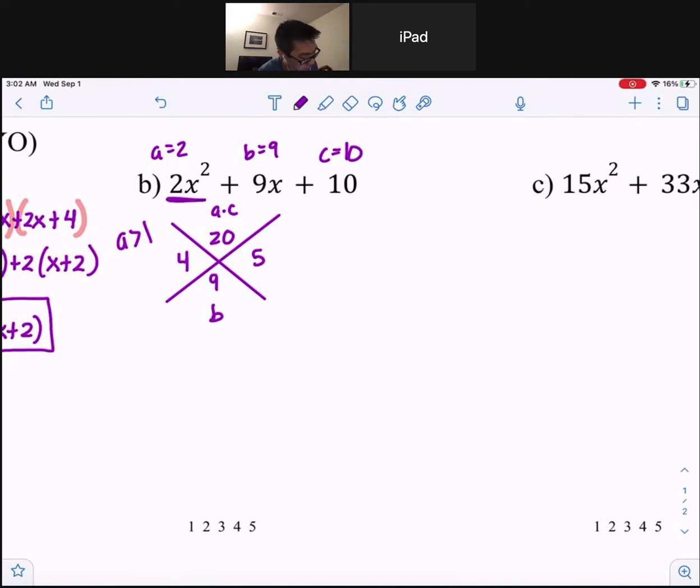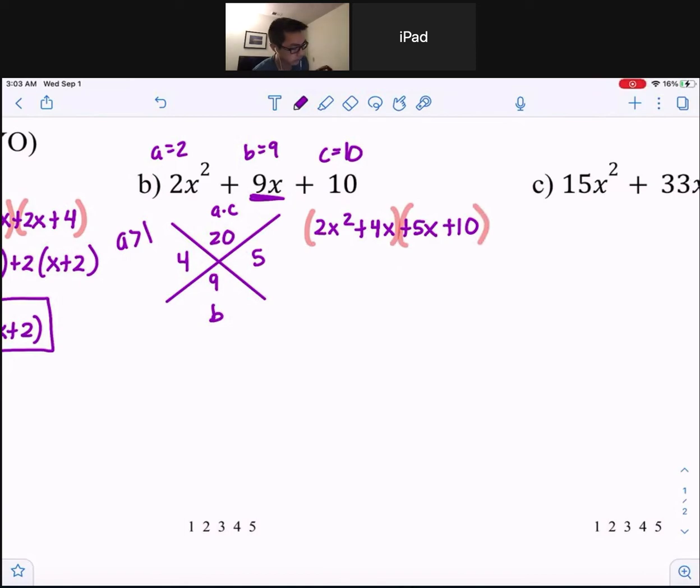So, write down the first term, 2x squared. Split this middle term into the two numbers we just found. Plus 4x, plus 5x. And don't forget the last term, plus 10. Group them.